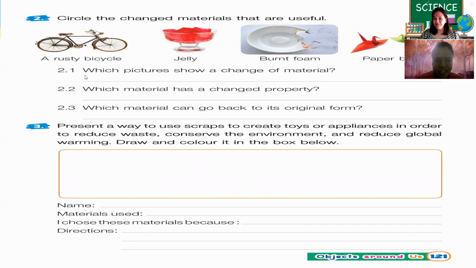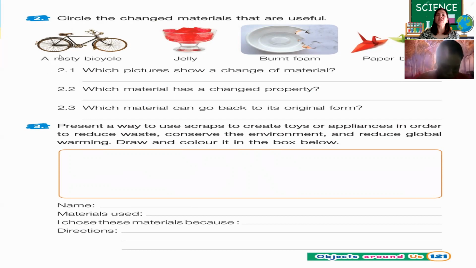Have you seen all the photo? Check it each. Which picture shows a change of materials? Anyone can answer, you can shout your answer. Try to get this. Teacher will give you the correct answer later. Which pictures show a change of materials? Exactly, everything. A rusty bicycle, a jelly, burnt foam, paper birds.